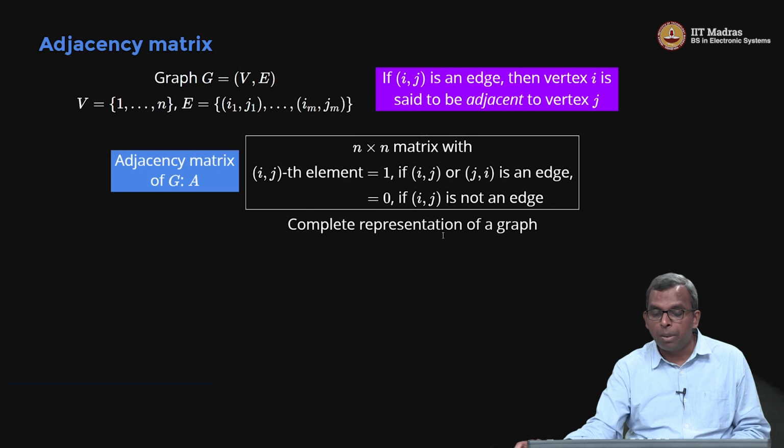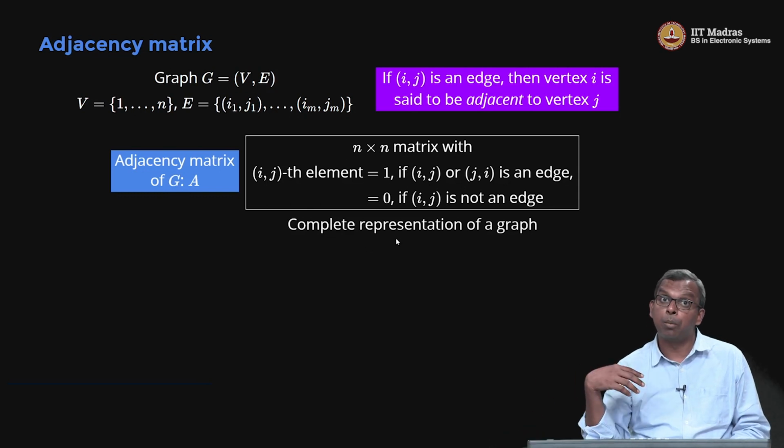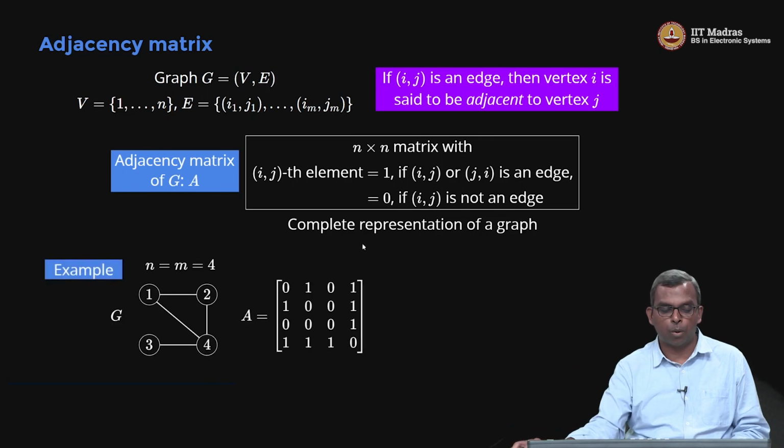So it's a complete representation of a graph, and this is how, as matrices, graphs are represented in computers. So that's why the adjacency matrix is very important. And here is an example just to show you how it works. I picked n equals m equals 4 here. This is a slightly different graph from what I showed before.